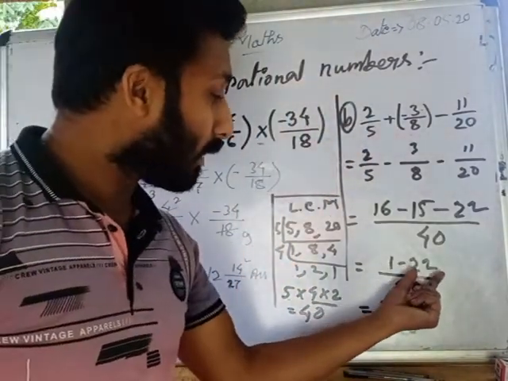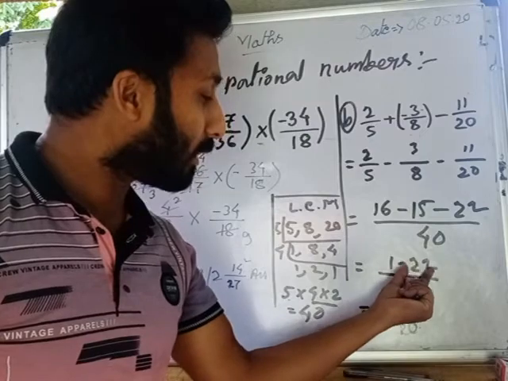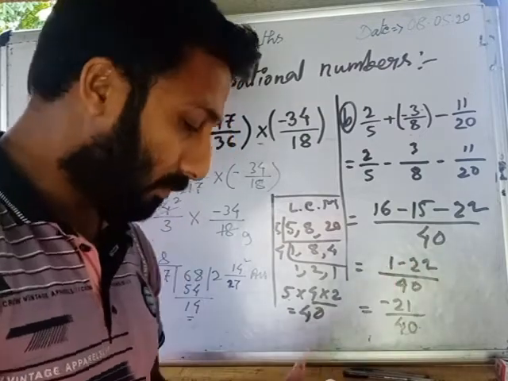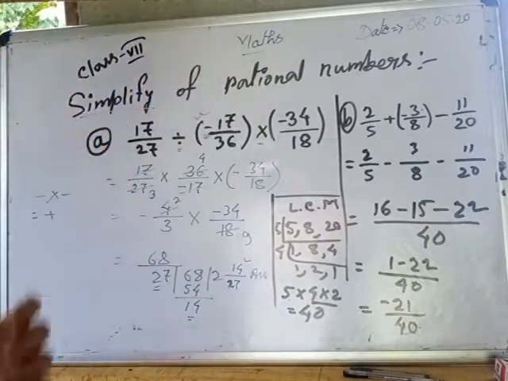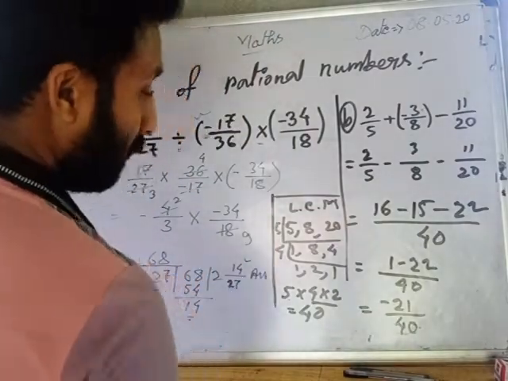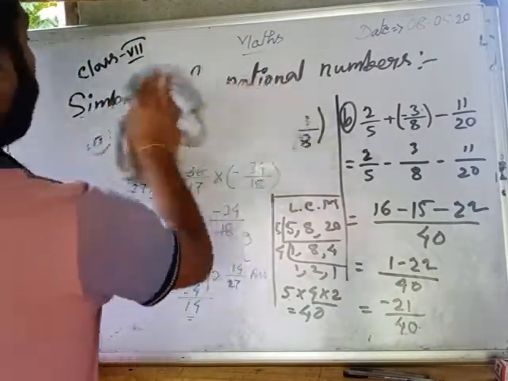Because the greater number is negative, it is minus, so that's why it is minus. Okay. After that, I will go to the next.